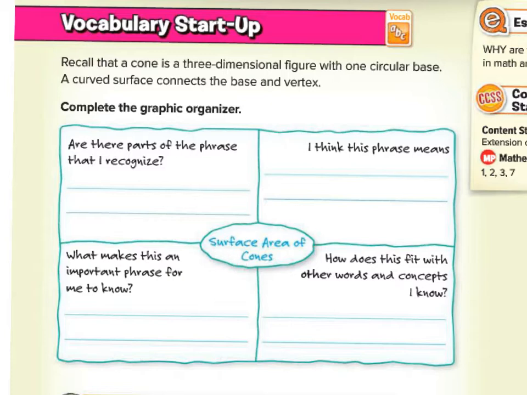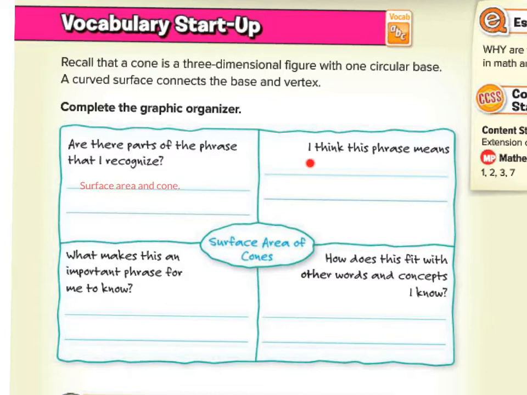In the very center we have surface area of cones. So what does it mean? Are there parts of the phrase that I recognize? Well, we do recognize the word surface area. We've been working with surface area, and we know what a cone is when we think of an ice cream cone, right?